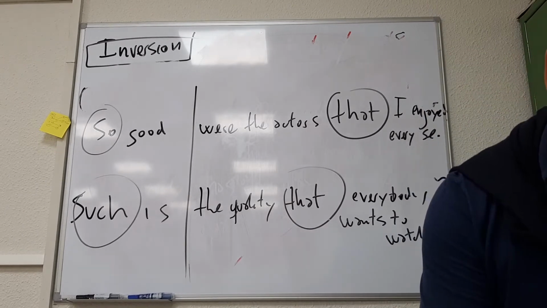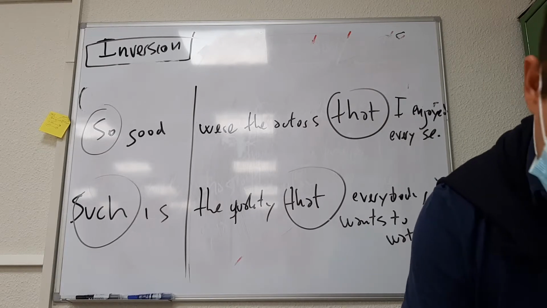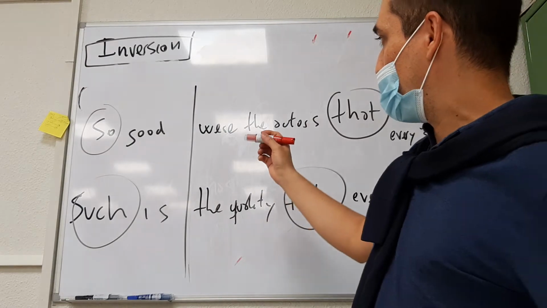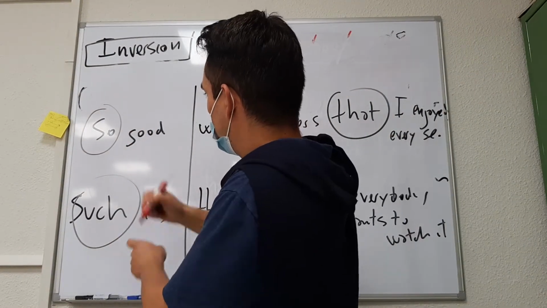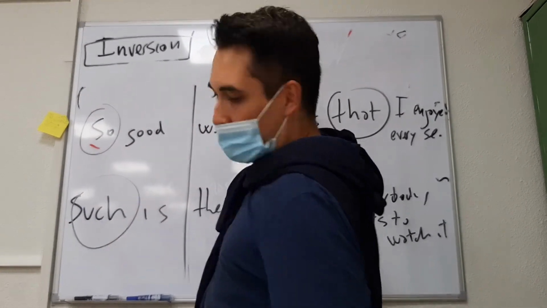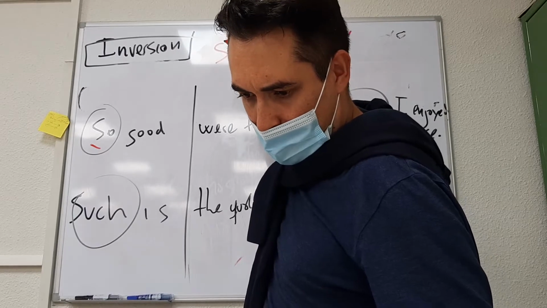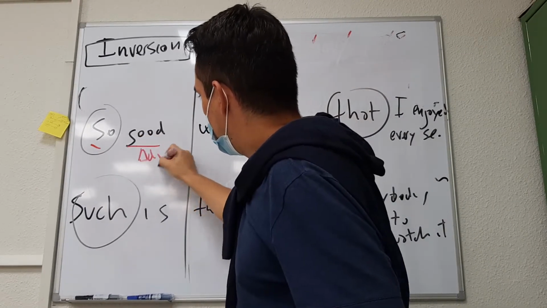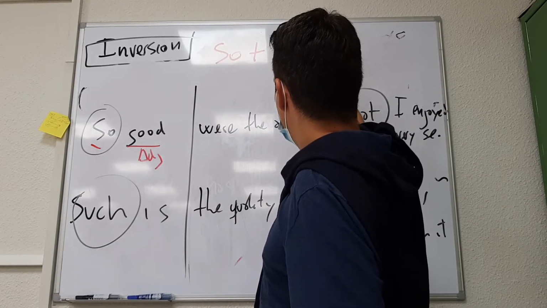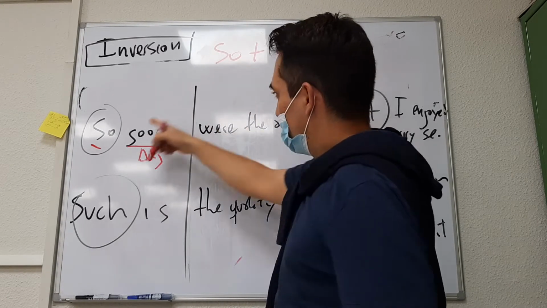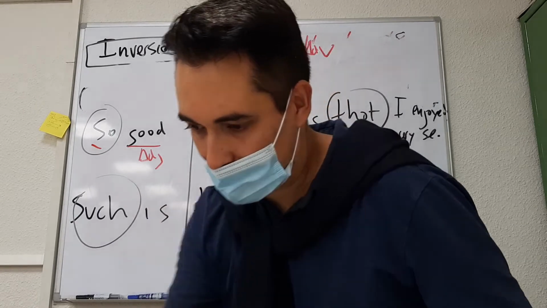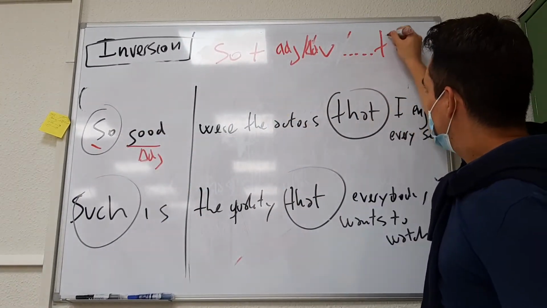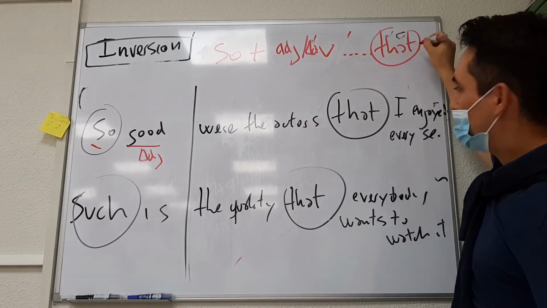So what do we have here? These are structures with so. So plus, what is so followed by? So followed by, in this case, an adjective. So adjective or adverb, and then blah blah blah, that, and then blah blah blah.